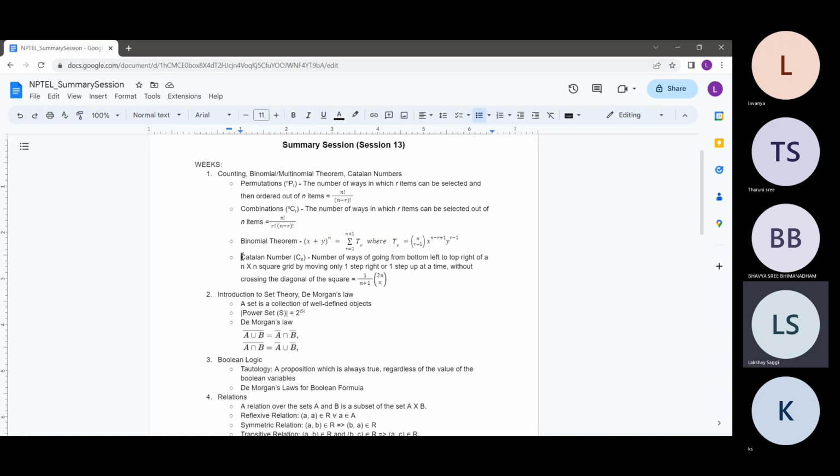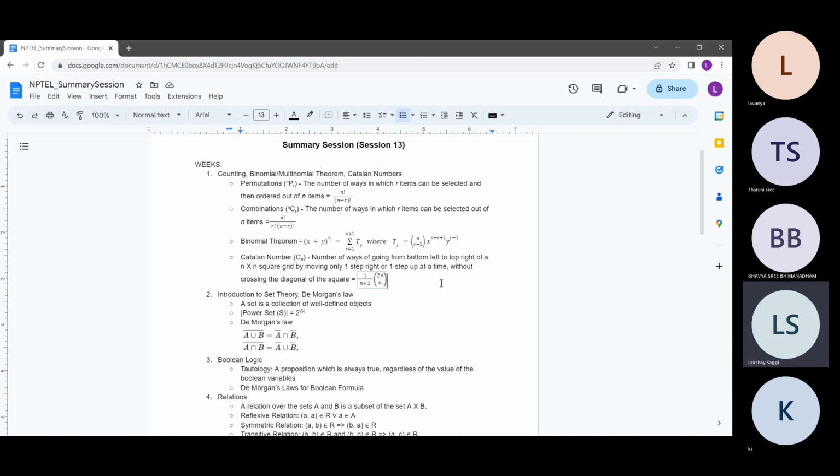After this, we covered the concept of Catalan numbers. The Catalan number, which can be written as Cn, is basically defined as the number of ways of going from bottom left to top right of an n cross n square grid by moving only one step right or one step up at a time, without crossing the diagonal of the square. This was derived in the lectures also.